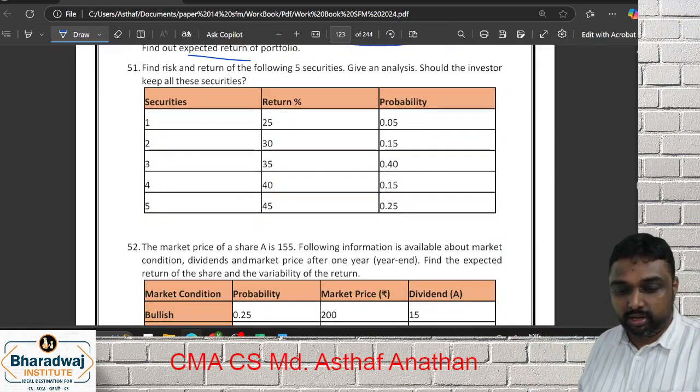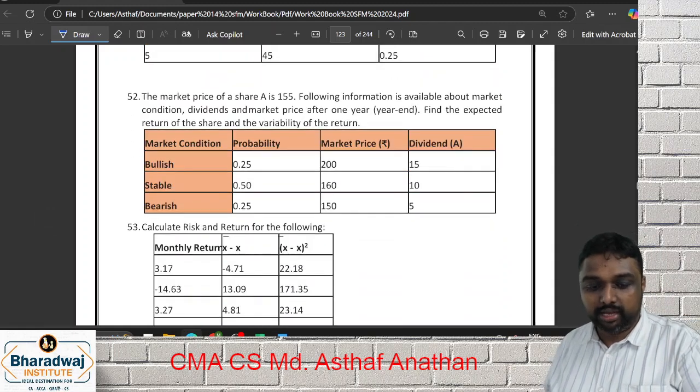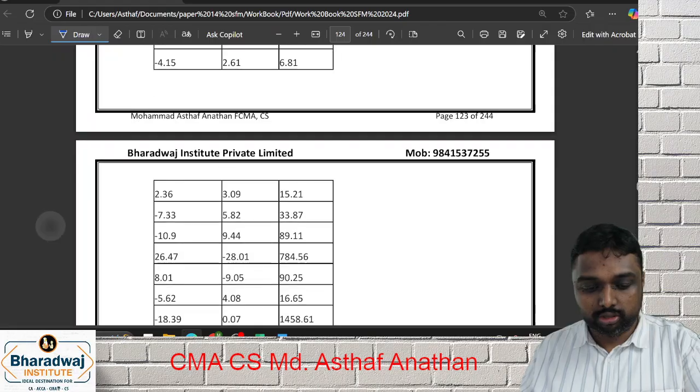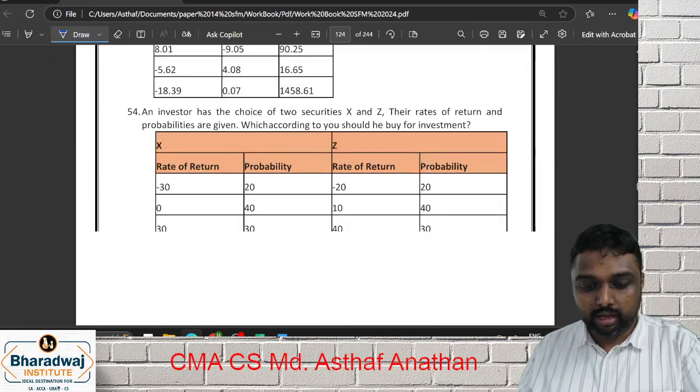If you revise, you will be able to get it. Again, here comes the next question. They are asking what is the expected return. Same model question only. Now, they're all the same.